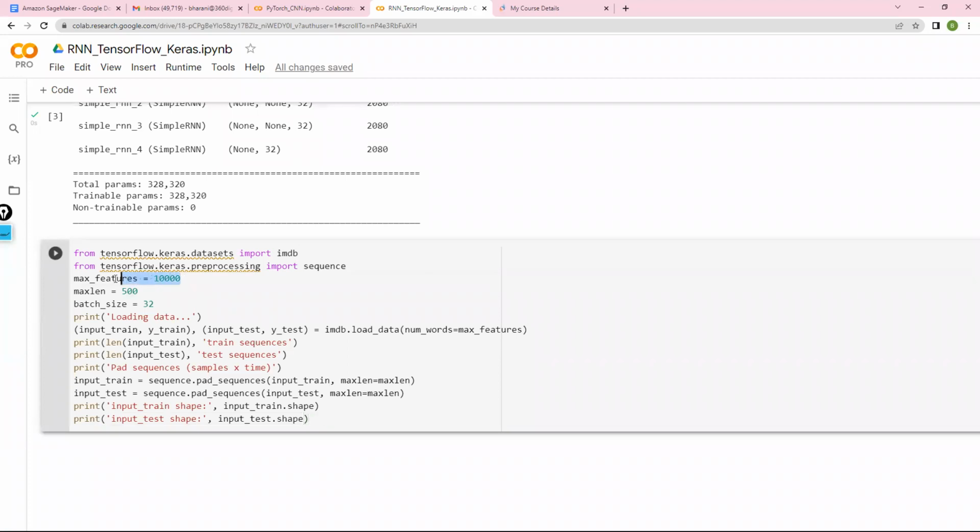You're saying maximum features, meaning the maximum words you want, is only 10,000. If something has more than 10,000, you want to ignore that. And maximum length equal to 500 means you want only 500 words per review. Okay, now let me explain. This IMDb has movie reviews, friends, data pertaining to movie reviews.